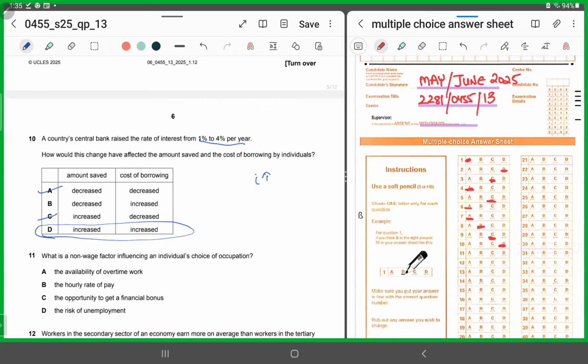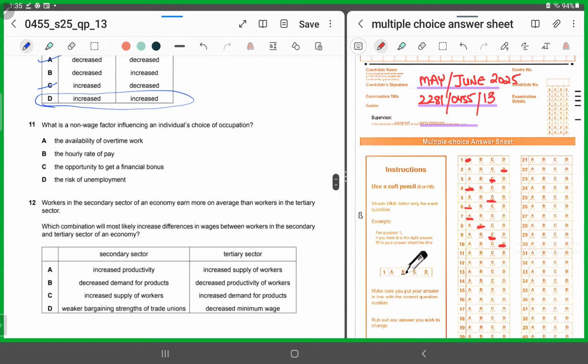Alright. 11. What is a non-wage factor influencing an individual's choice of occupation? Now, out of these 4, there would be only one option that is not related to wages, that is not related to earnings. So if you look at the options available, A talks about the availability of overtime work, B talks about the hourly rate of pay, C talks about the opportunity to get a financial bonus. So A, B, C are all talking about earnings, some way or the other. It's only in option D, when it's talking about the risk of unemployment, that it's related to job security. So hence it has to be D.